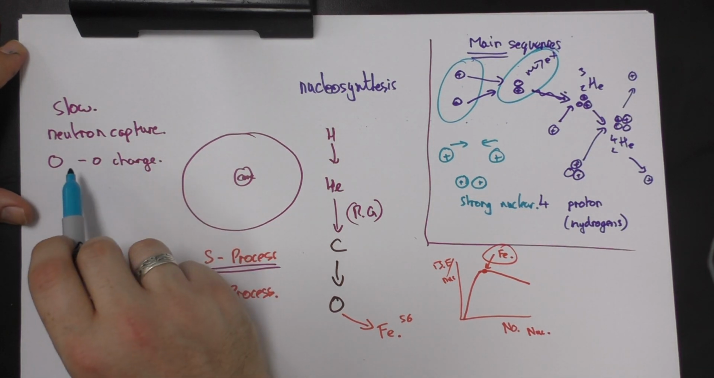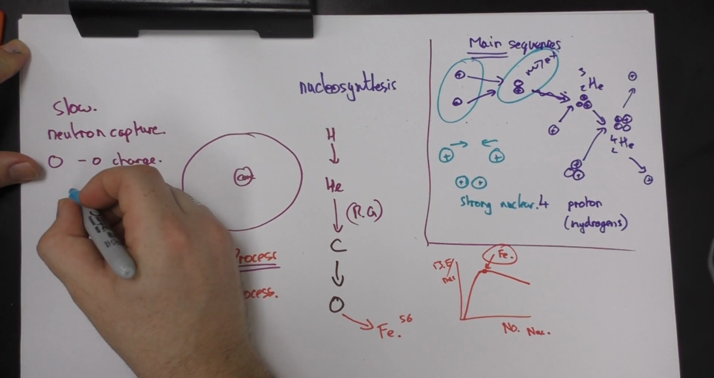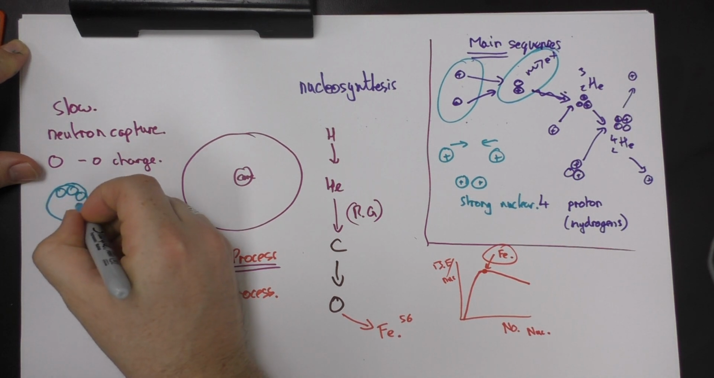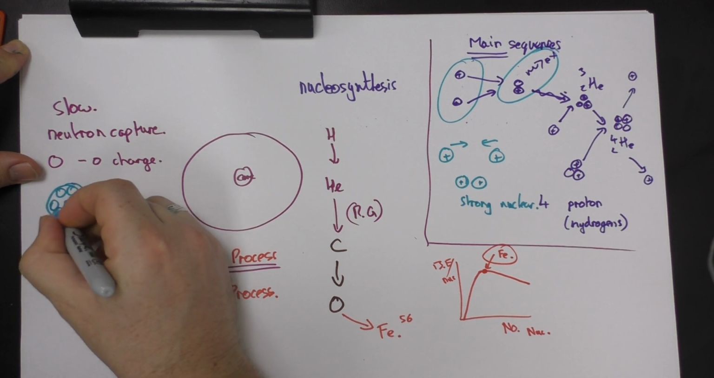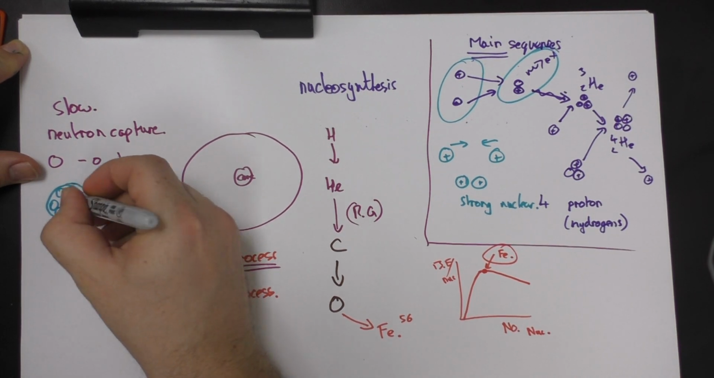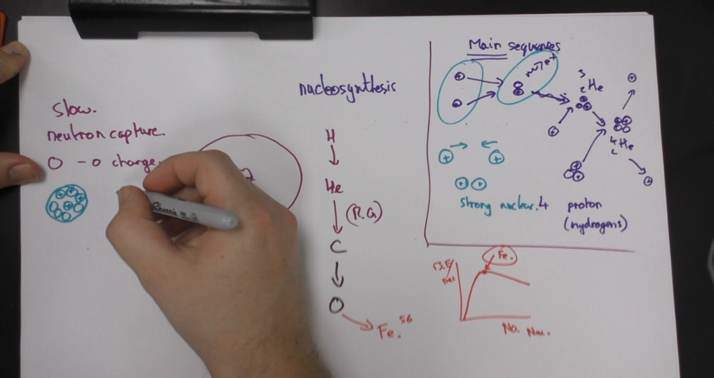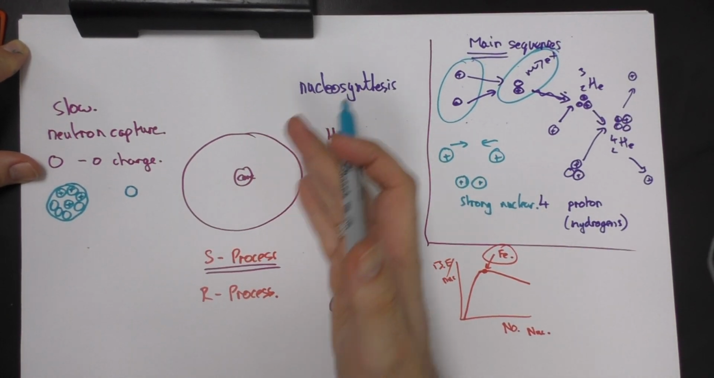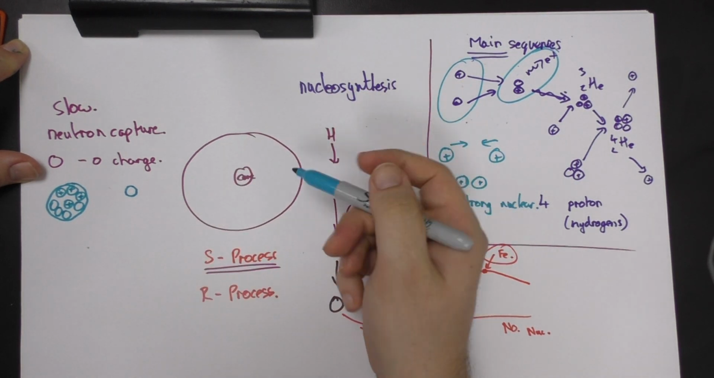So what happens with neutrons and neutron capture? Well, if you have an element, for example, so there's our element, and let's say it's got 4 protons in it. And we've got a neutron with very high energy because obviously we've done this fusion process. There's plenty of energy in this star.